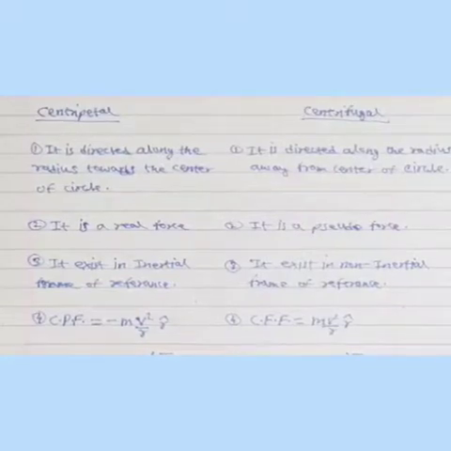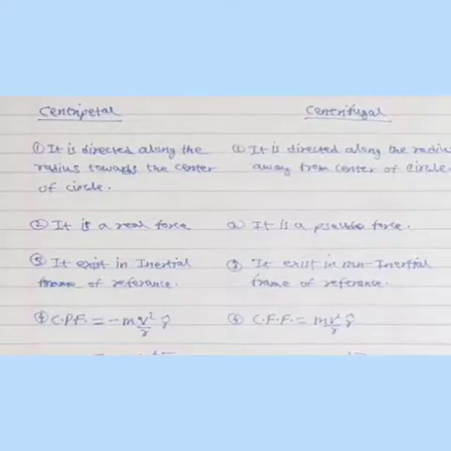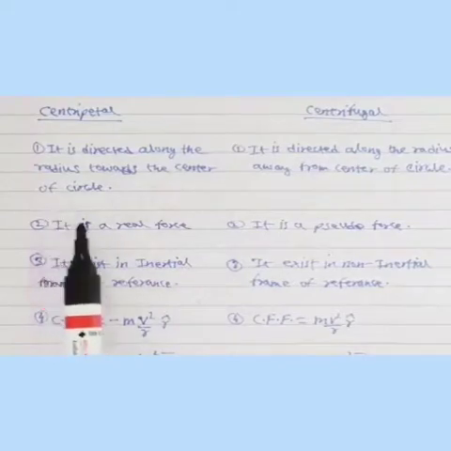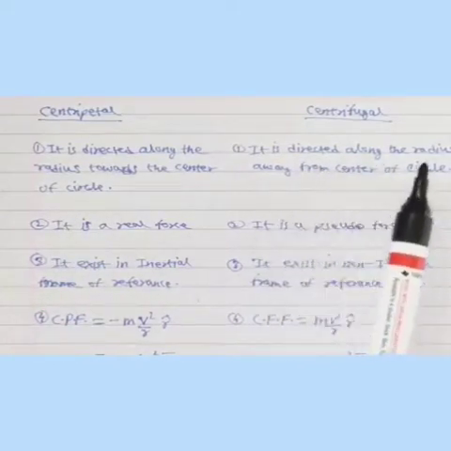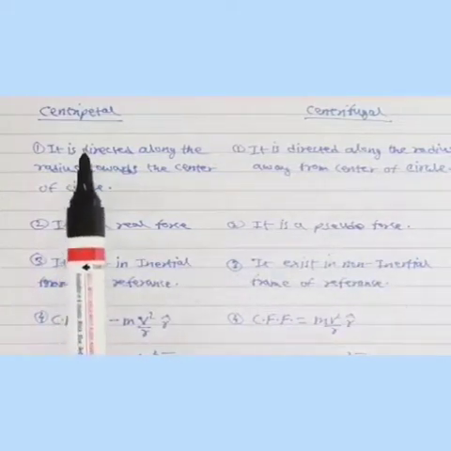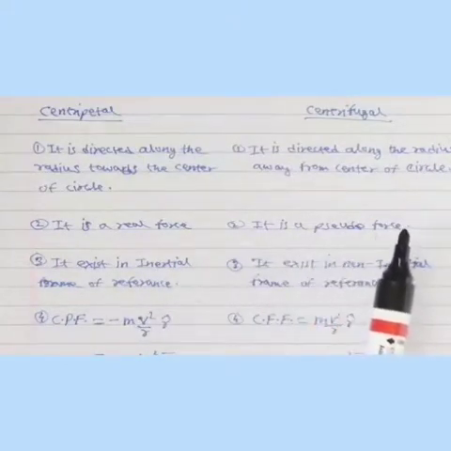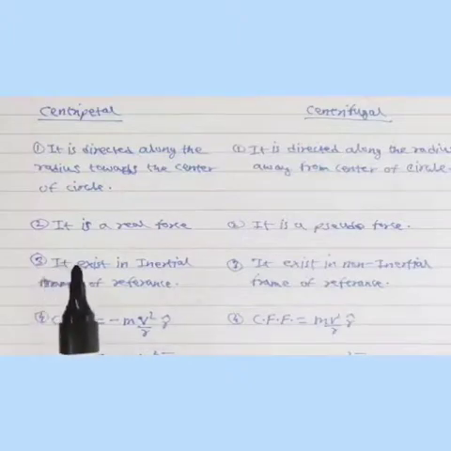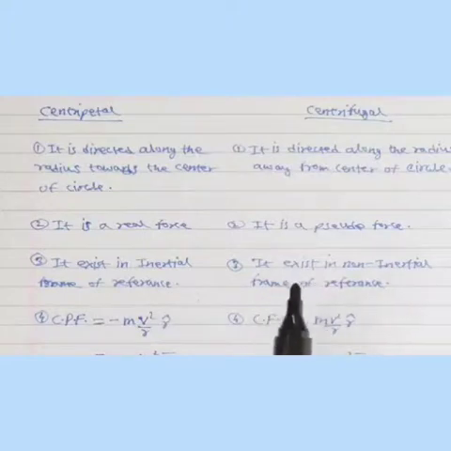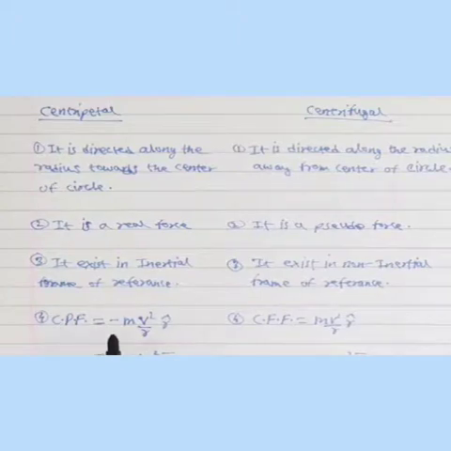So now let us discuss centripetal force and centrifugal force from different points of view. As you can see, centripetal force is a force which is directed along the radius toward the center of the circle, whereas centrifugal force is directed along the radius away from the center of the circle. Next point of difference is that centripetal force is a real force, whereas centrifugal force is a pseudo force. Next difference is that centripetal force exists in an inertial frame of reference, whereas centrifugal force exists in a non-inertial frame of reference.